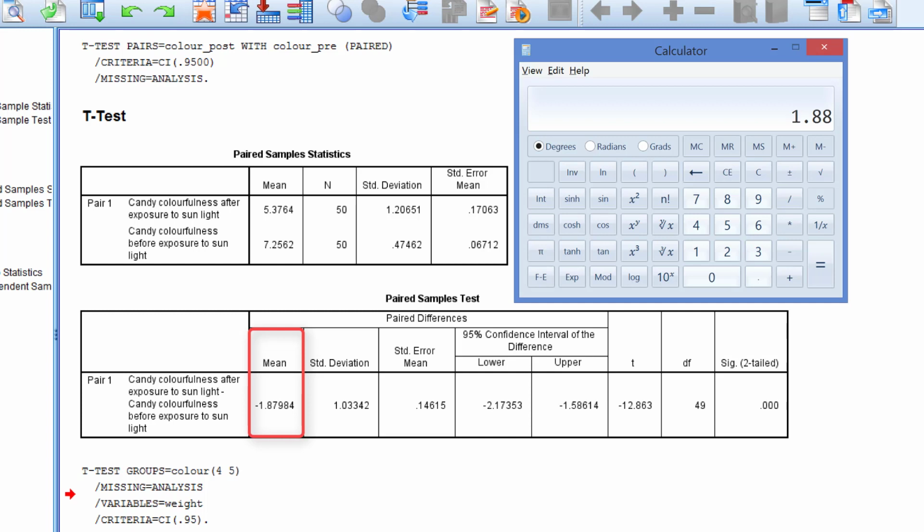To standardize it, we have to divide by the standard deviation. This is the standard deviation of the difference, and it is reported in the paired samples test table as 1.033. So I divide by 1.033 to obtain a Cohen's d of 1.8. Now, can that be right? A Cohen's d above 1? Yes, it can. Cohen's d can be larger than 1, and it just means that we have a strong effect because it's well above 0.8.